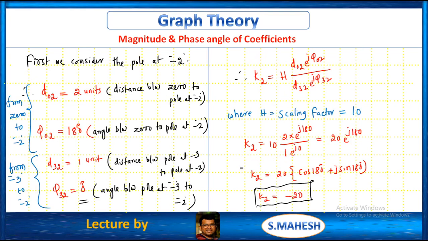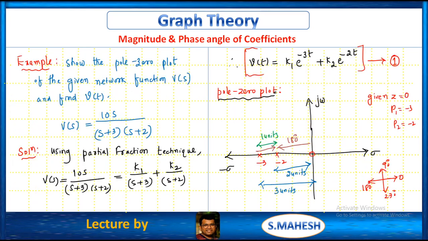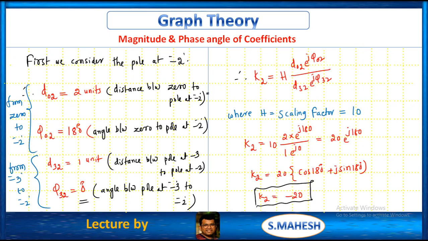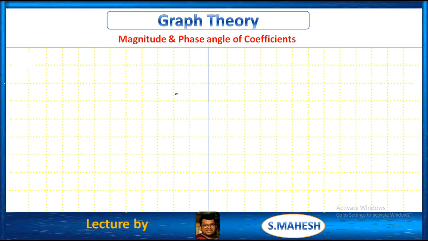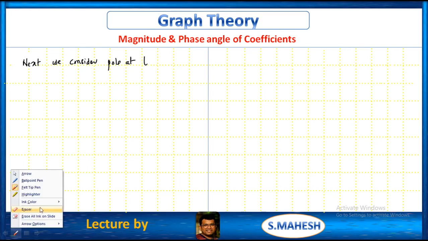Now we have to get K1. So to get K1, we have to consider the pole at minus 3. Why? When we consider minus 2, we have K2. Like that, when we consider minus 3, we have K1. So next we consider the pole at minus 3.